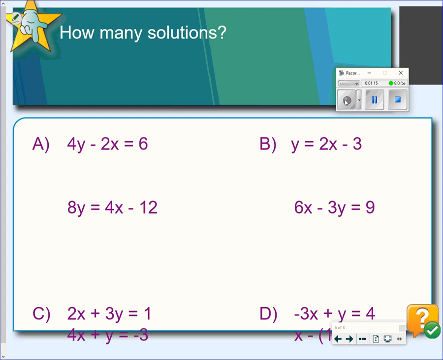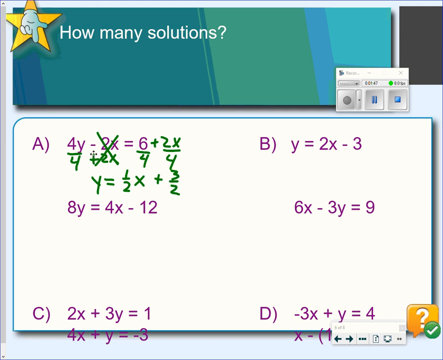Okay, so we will add 2x to both sides, and then divide by 4. So we get y equals 2 divided by 4 is 1/2, so 1/2 x, and 6/4 reduces to 3/2.